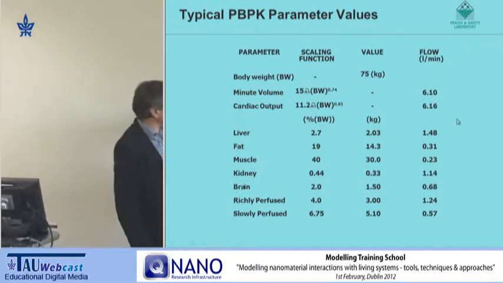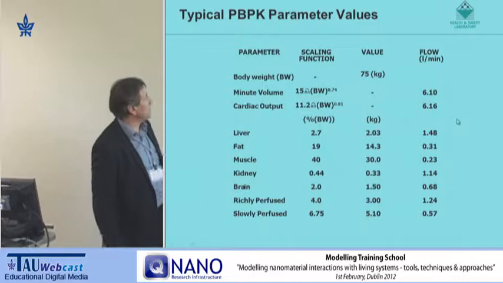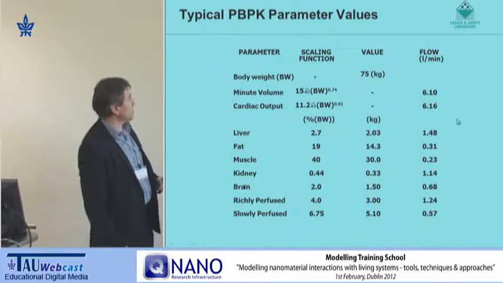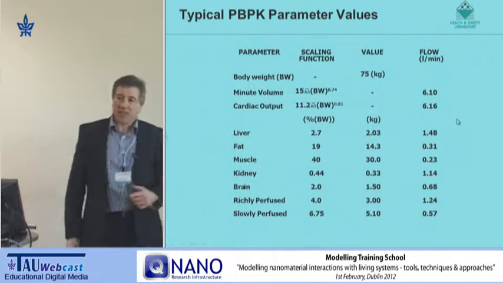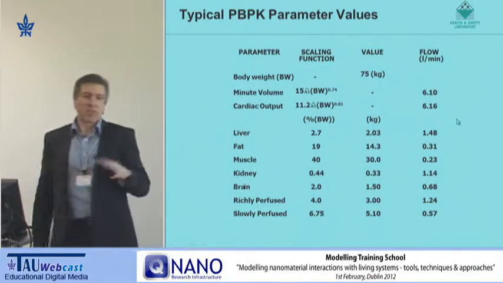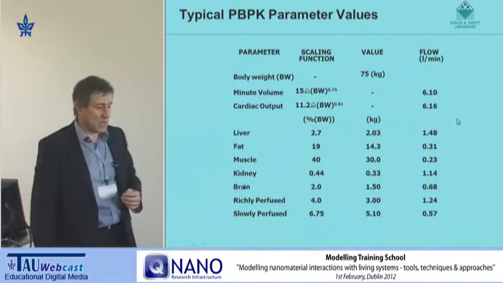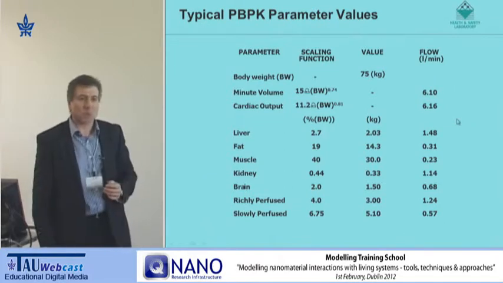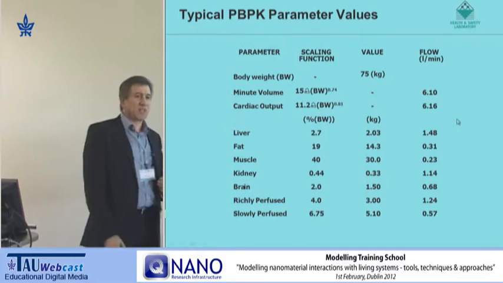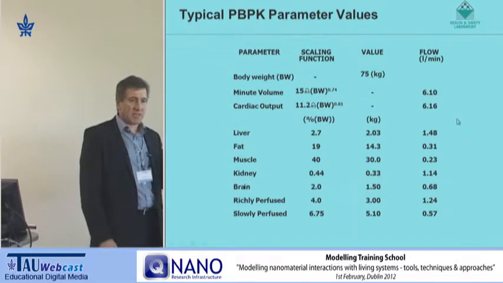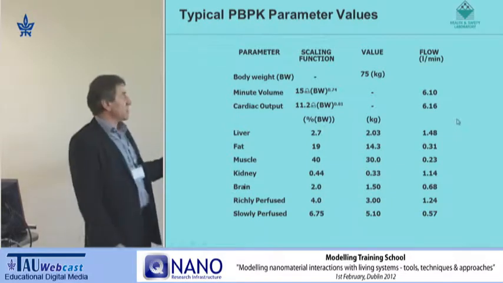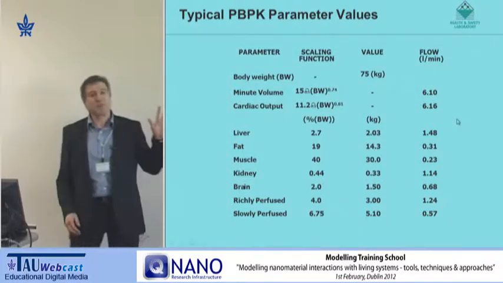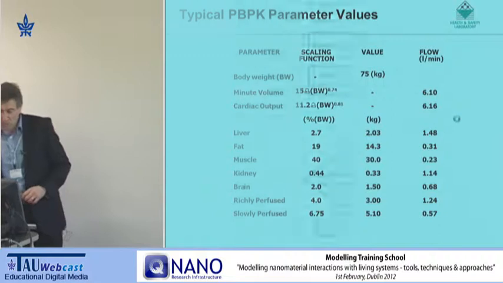And you can see the kidney and the brain are rapidly perfused tissues. And the muscle is quite a slowly perfused tissue. And we can estimate alveolar ventilation rate and cardiac output using some pretty good allometric equations. 15 times body weight to the 0.74 gives a pretty good estimation of how much you inhale and exhale, about 6 liters a minute under sedentary conditions. So that's the type of data we put into our models.